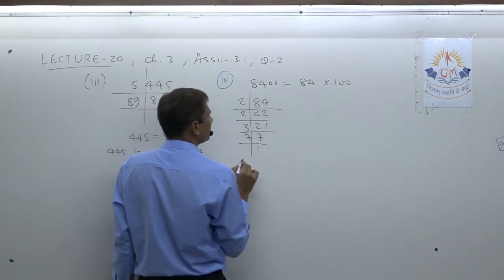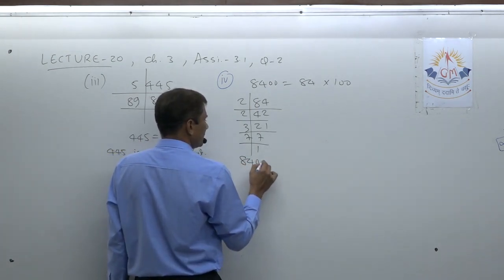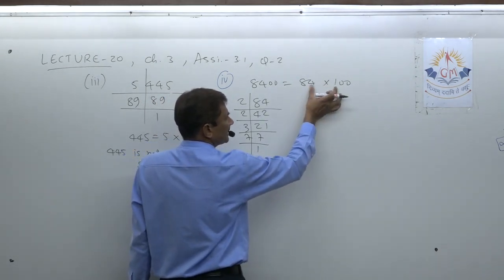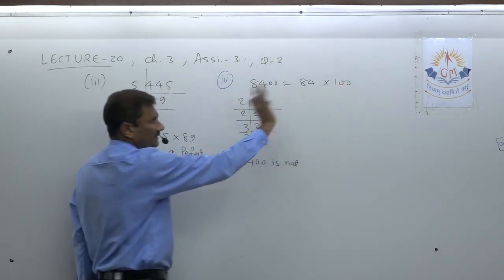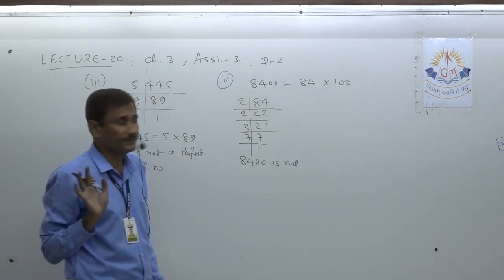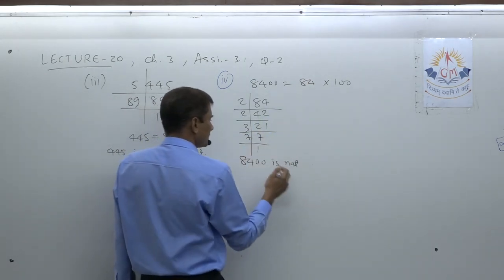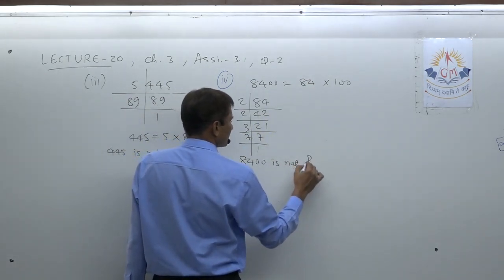Same way, 8400 is not a perfect square number. How? I just factorized it so that one factor is a perfect square, and I checked the other one. It is obviously not a perfect square, so 8400 is not a perfect square number.